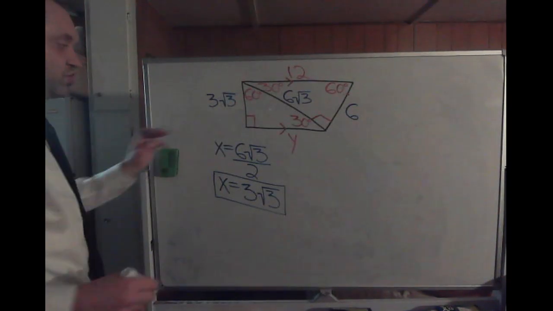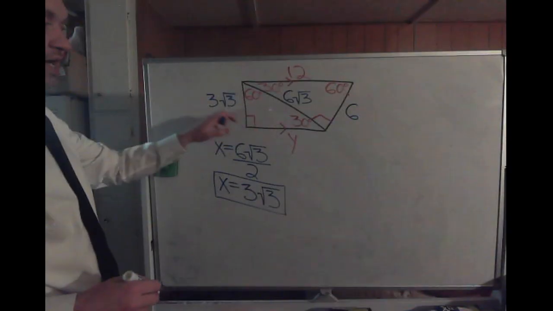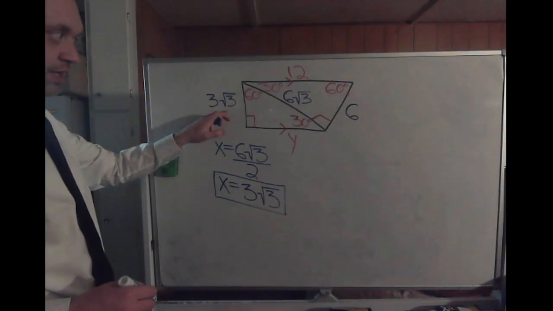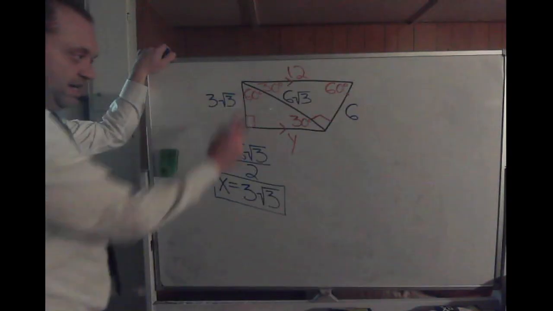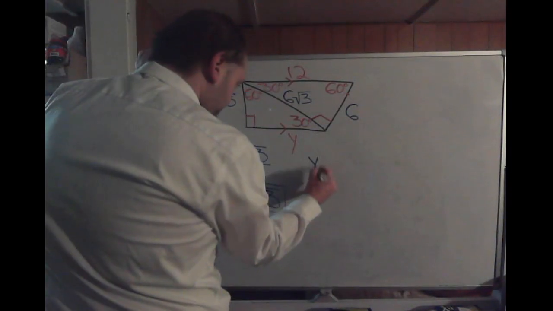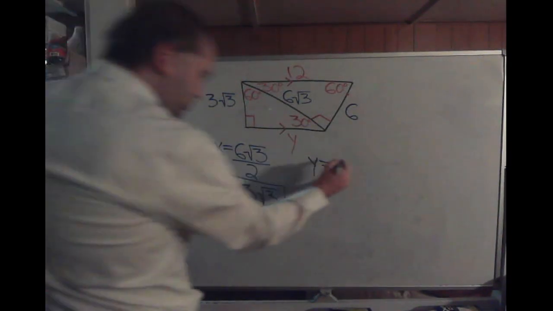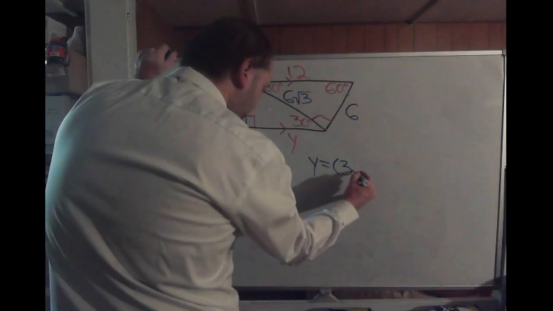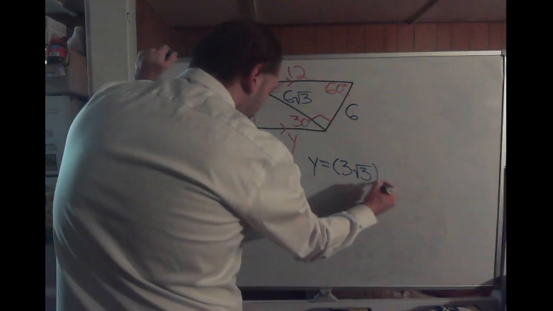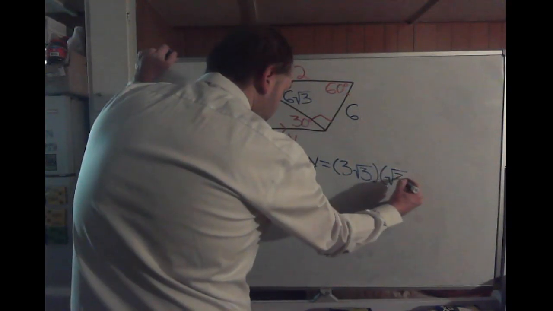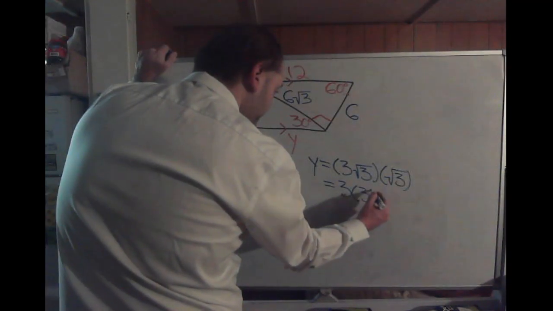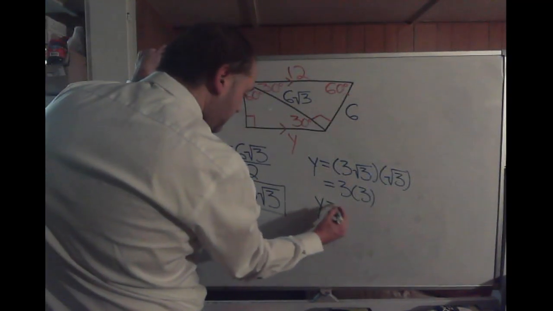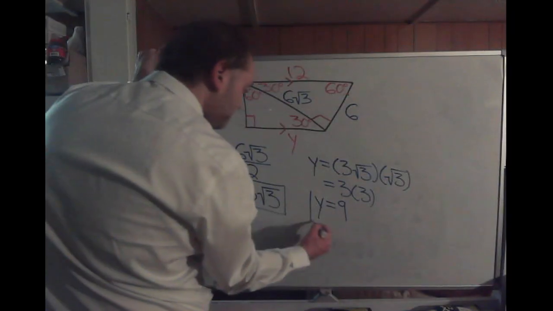So if the length of the shorter leg across from the 30-degree angle is 3 times the square root of 3, that means y, the length of the longer leg across from the 60-degree angle, is equal to the length of that shorter leg, 3 times the square root of 3, all that times the square root of 3, which would then turn into 3 times 3, which means the length of y is equal to 9.